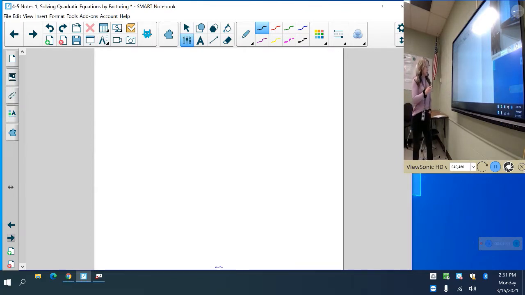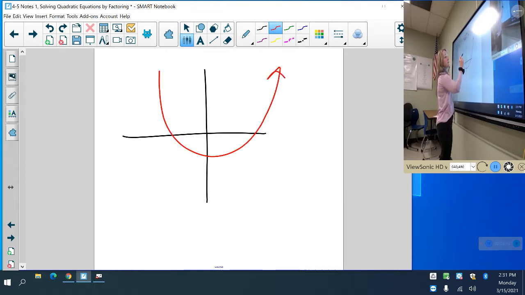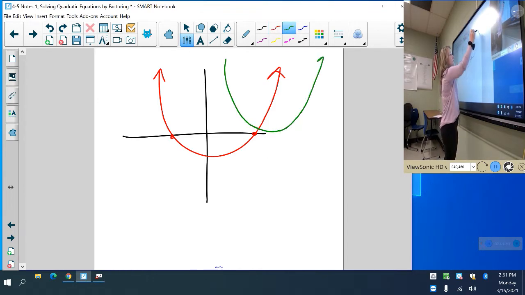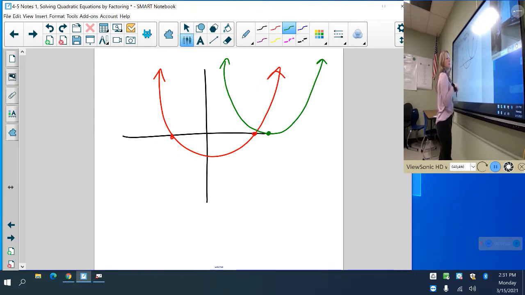All right, let's talk about X-intercepts really quick and what type of solutions we're going to get. If this is my graph and I have a quadratic in the shape of a U, most of the time I'm going to have 2 X-intercepts, which means I have 2 solutions. Sometimes, however, the graph only hits once. That means I only have 1 X-intercept. And then sometimes I will have no X-intercepts.